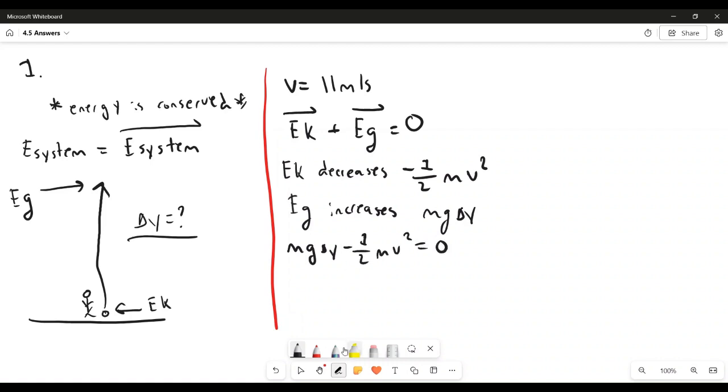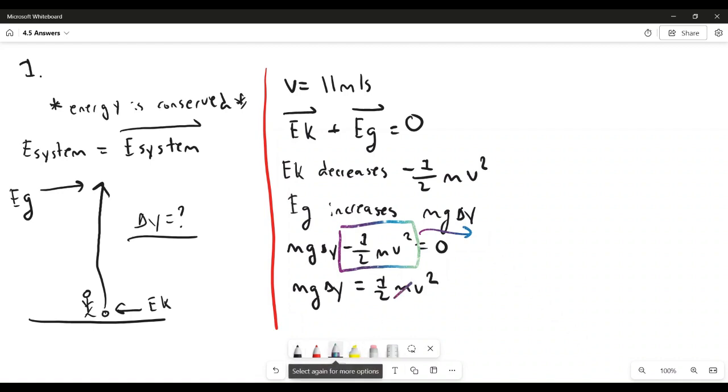Equals 0. Now, just to simplify things, we'll move all of this to the other side. So mg change in y is equal to 1/2 mv squared. And because there's mass on both sides, let's just cancel those out. So we get 9.8 and the change in y, which is, if you don't know, what we need to find, equals half, and then we have 11 squared.